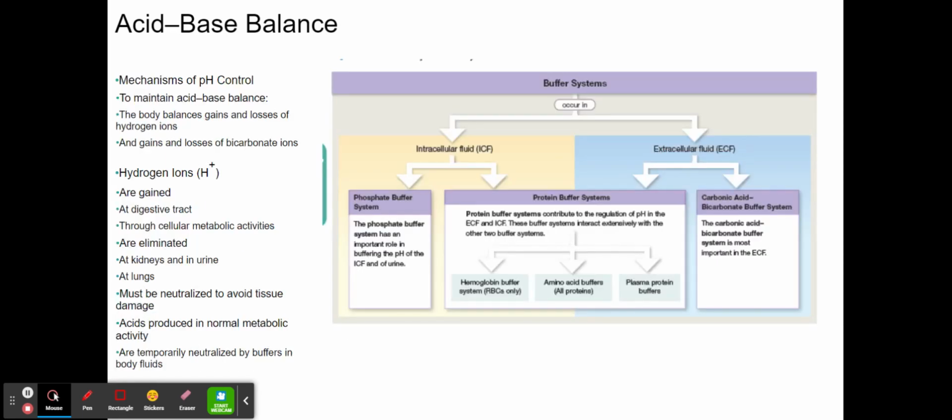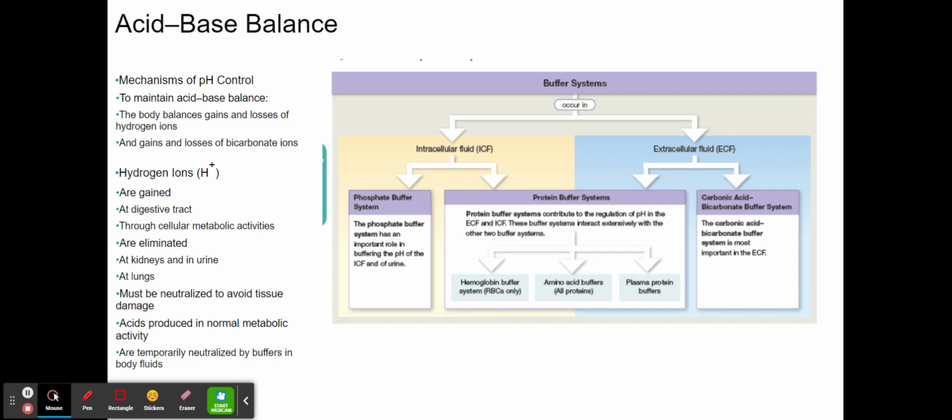To maintain acid-base balance over long periods of time, your body must balance gains and losses of hydrogen ions. Hydrogen ions are gained in the digestive tract and through metabolic activities within the cells. Your kidneys eliminate these ions by secreting hydrogen into urine. The lungs eliminate them by forming water and carbon dioxide from hydrogen and bicarbonate.